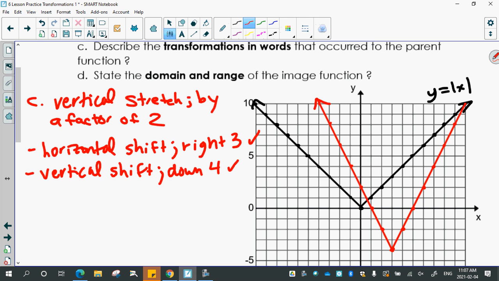Arrows on the ends, and then always reflect back and see if, when you compare it to the original, are we shifted to the right 3? Yes. Down 4? Yes. Are we stretched vertically by a factor of 2? Yes. So we know that our graph makes sense. Okay, and it also has to have the overall appearance of an absolute value function. Okay? And then we also need domain and range for our image.